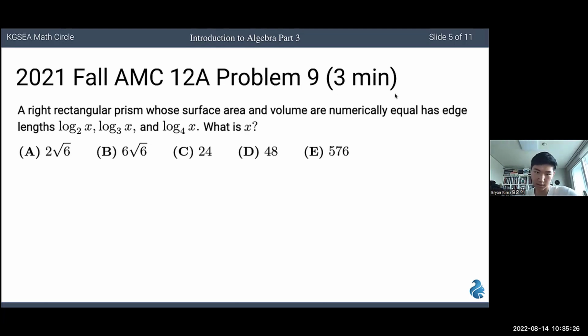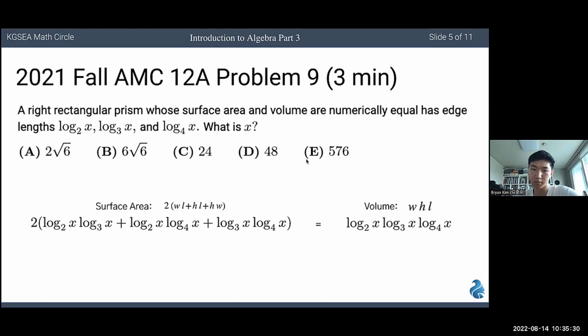Since 1 minute has elapsed, I'll show what properties you'd like to use and how you should set up the problem. Obviously the surface area and volume are numerically equal. We know that the surface area of a right rectangular prism is 2 times the width times the length plus the height times the length plus the height times the width.